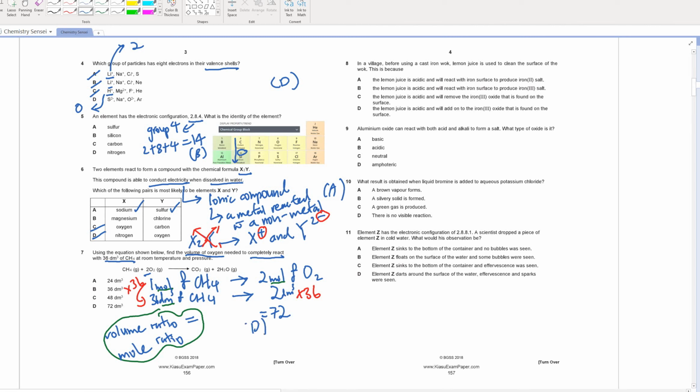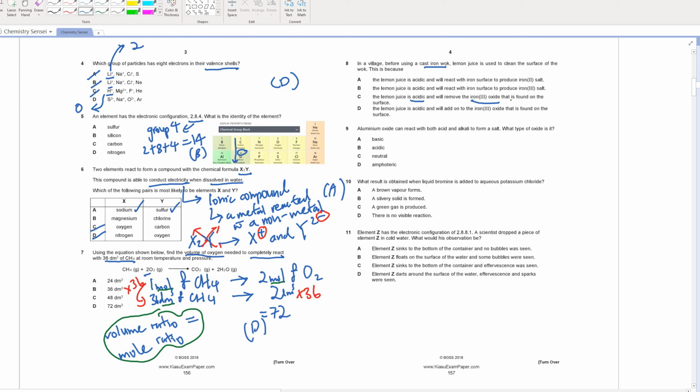Question 8. In a village, before using a cast iron wok, lemon juice is used to clean the surface of the wok. Okay, this is because the correct answer is option C. The lemon juice is acidic, yes, and will remove the iron 3 oxide that is found on the surface.